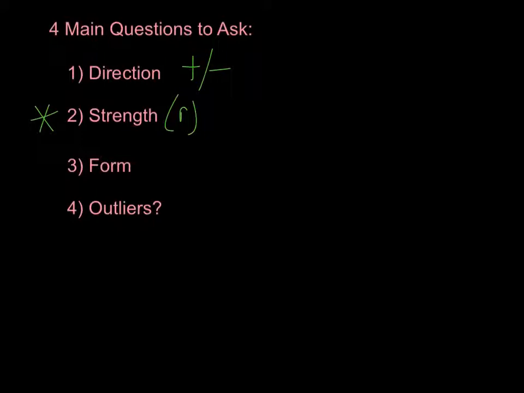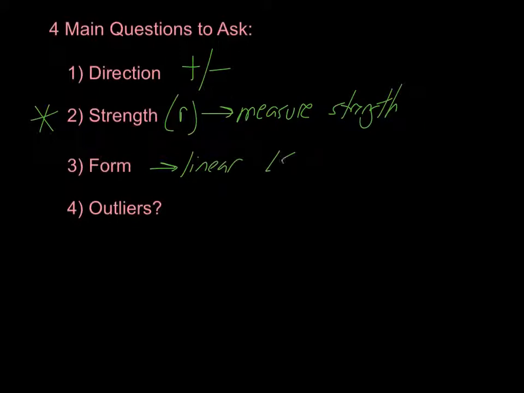And also keep this in mind, our correlation value R will measure the strength. And we'll get to some problems here in a second that really get into that. All right, the form is going to be basically, what do we see? What's the overall pattern? And for our purposes, we're really going to concentrate on the linear. All right, so we're going to make least squares regression lines. So we're really looking for a linear pattern.